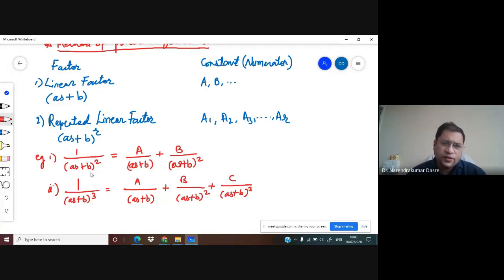Okay, so one thing we need to understand, we have to start with the power 1, and then end with the maximum power, whatever it may be. So here we have bracket square, so we started with 1 then up to square. Here we have bracket cube, then started with 1, 2 and cube. Okay, so like that you have to treat the linear repeated factors.